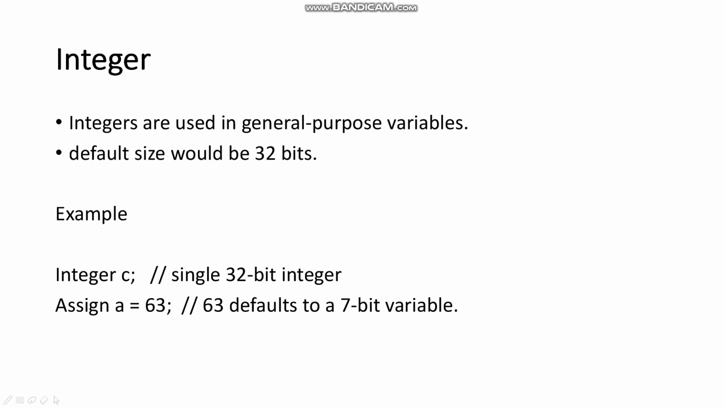It is an integer, taking 32 bits. But while I'm assigning A is equal to 63, the 63 is an integer. Assign is a keyword. A is equal to 63, which defaults to a 7-bit variable. If I want to represent the number 63 in binary, it can take a 7-bit variable. So here it is not 32 bits, it is taking only 7 bits. That's why I am calling it a default size data type.